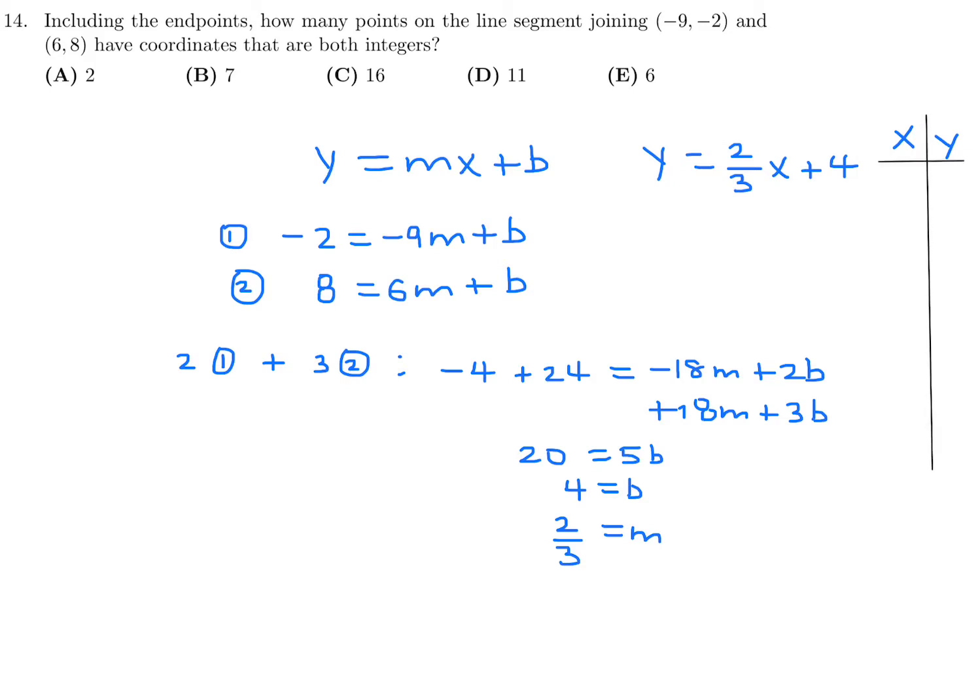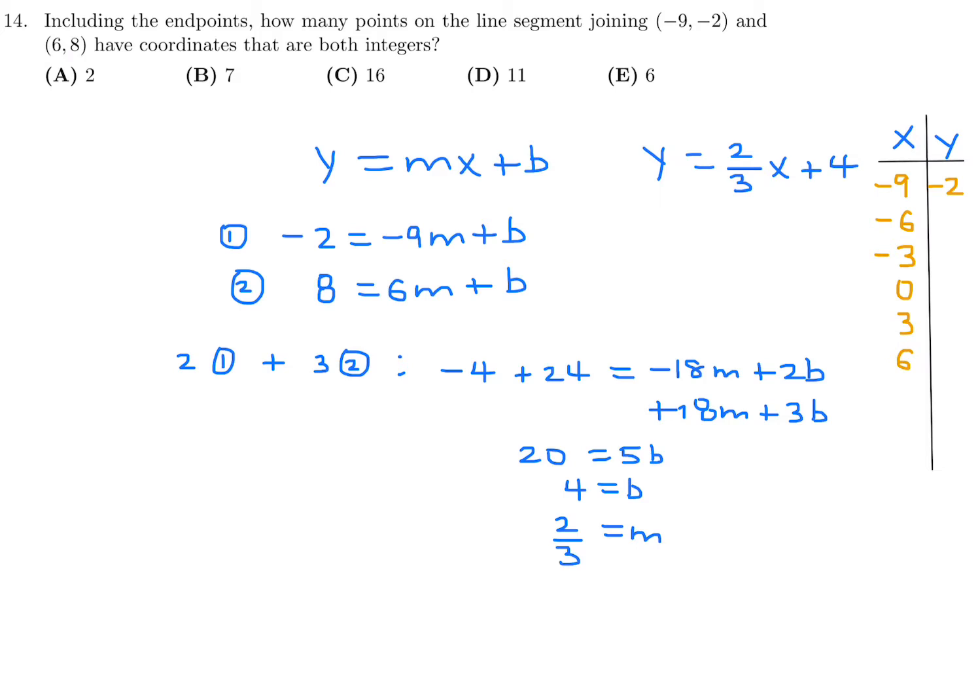All right, so we are starting at negative 9 for x, and that one they already told you. And from here, that basically tells me that in order for y to be an integer, x must be divisible by 3. So if it's negative 9, it can also be negative 6, negative 3, 0, 3, and then we'll go up to 6, because 6 would bring me up to the other endpoint.